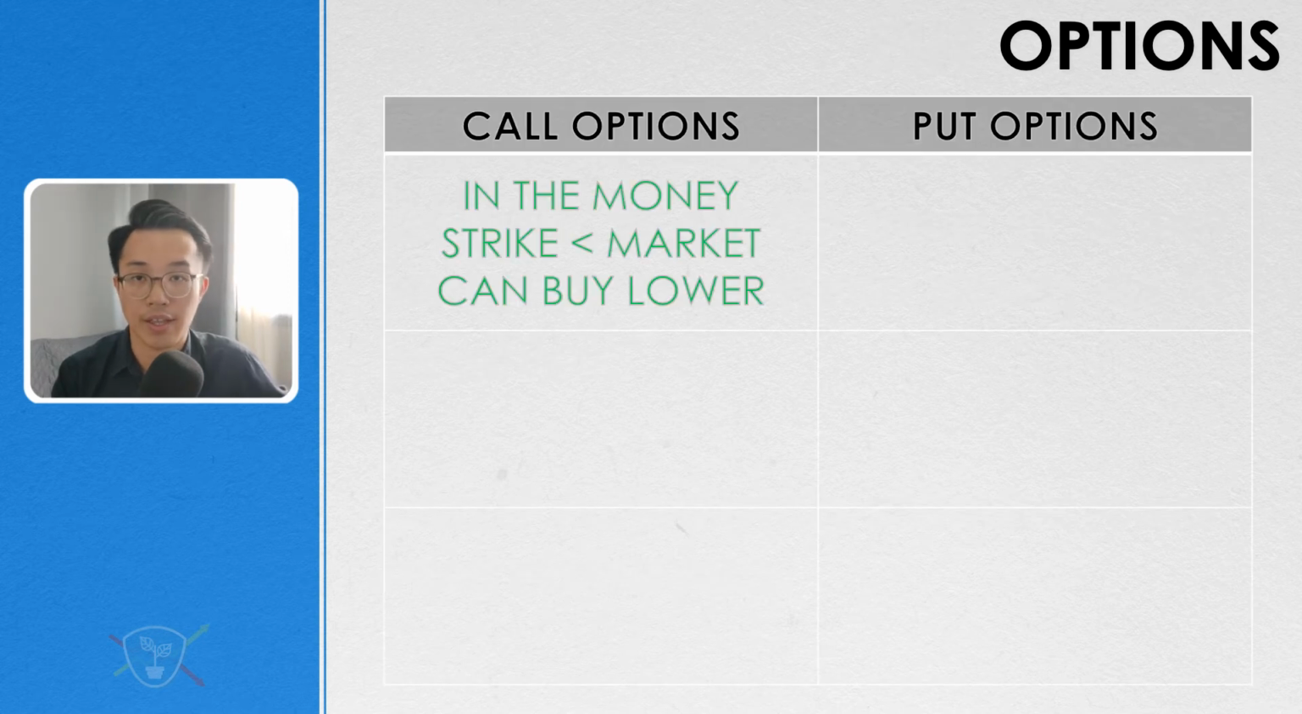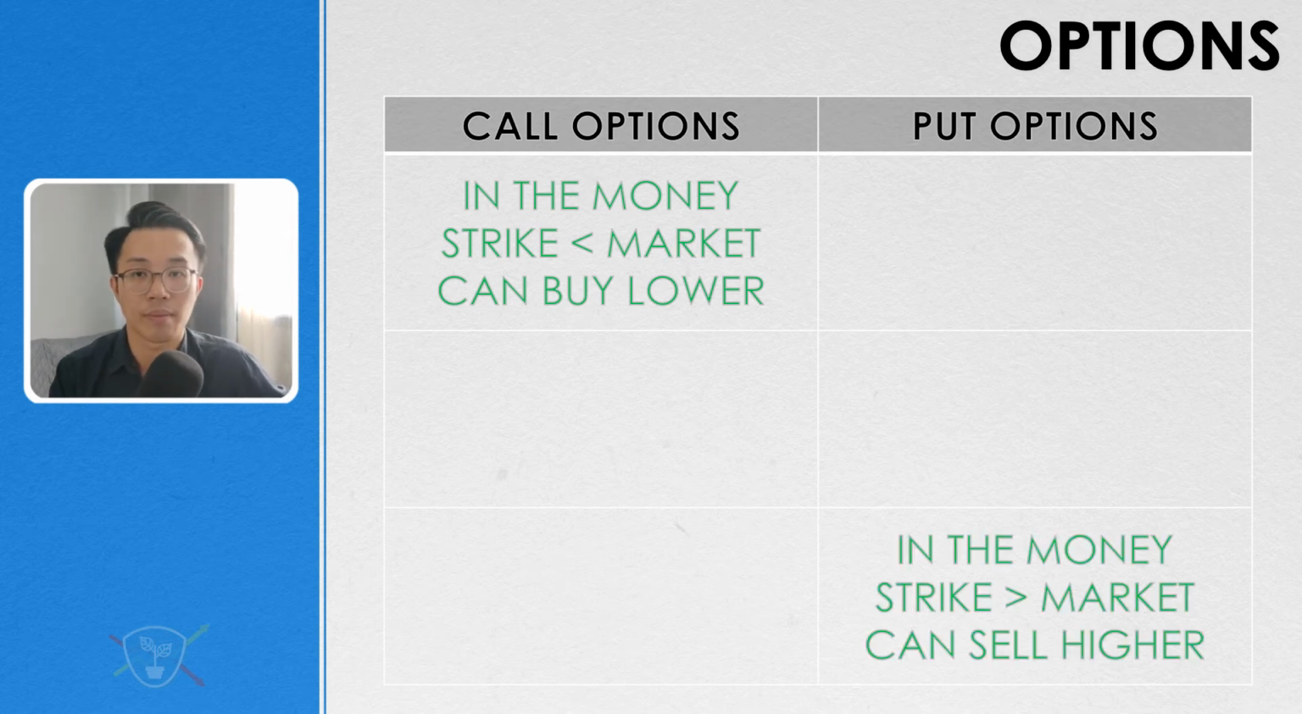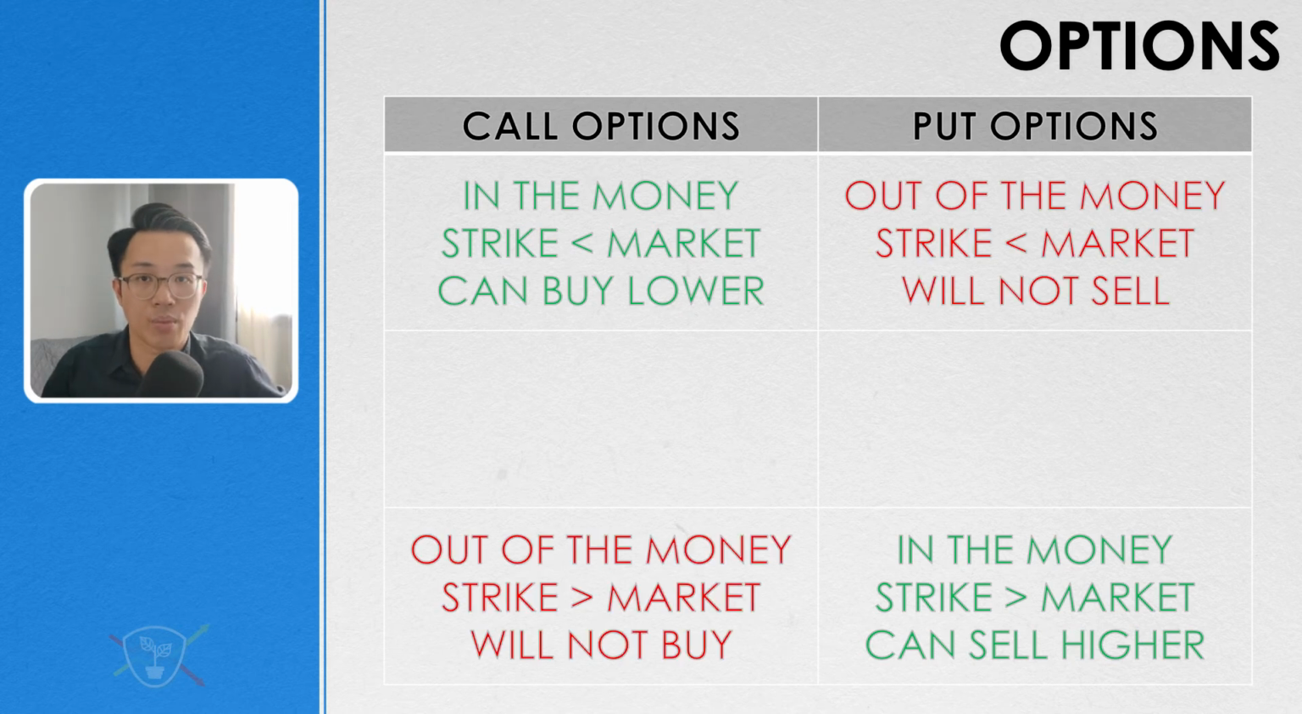Call options are in the money when the owner of the call option has the rights to buy shares at a cheaper price, a better price compared to the current market price. Put options are in the money when the holder of the put option has the rights to sell shares at a higher price, a better price than the current market. Options are out of the money when the rights don't allow you to buy or sell shares at more favorable prices compared to the market.